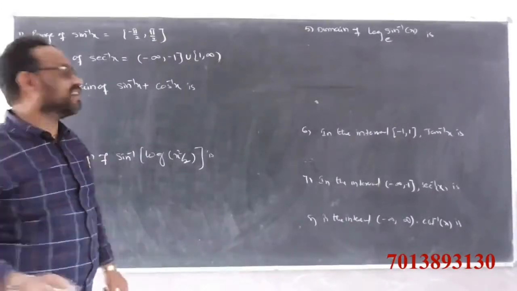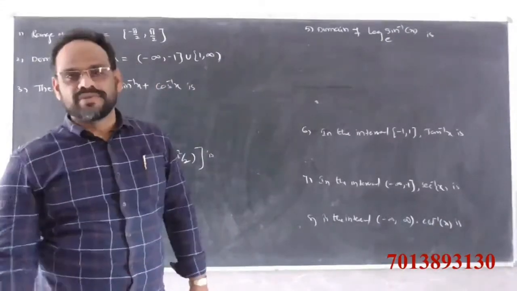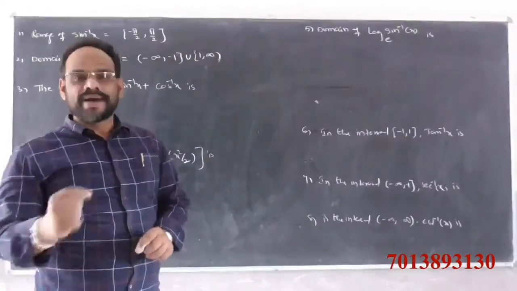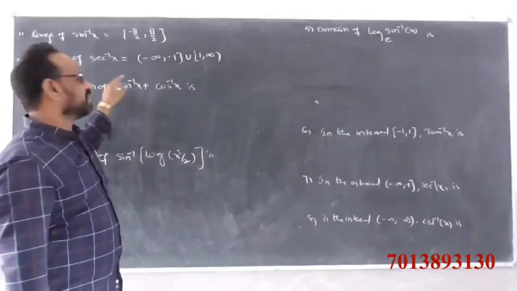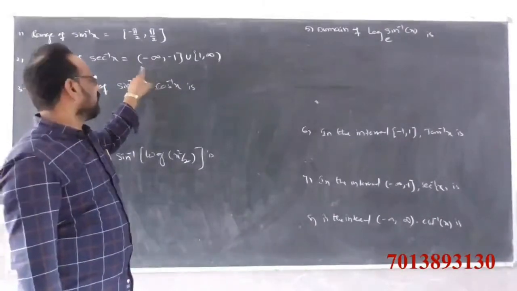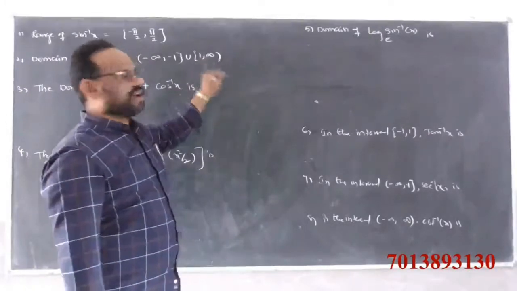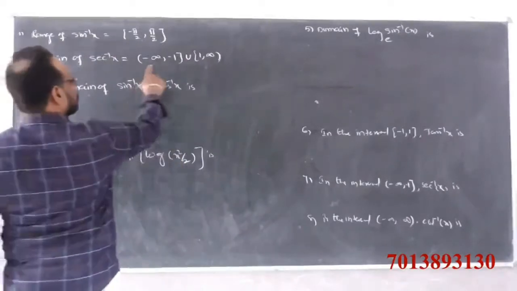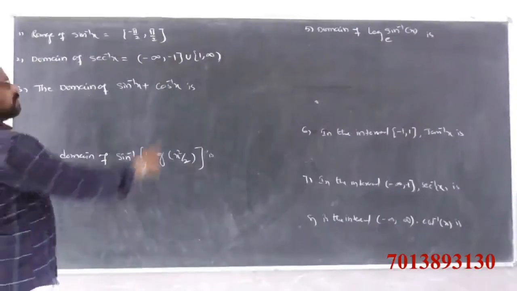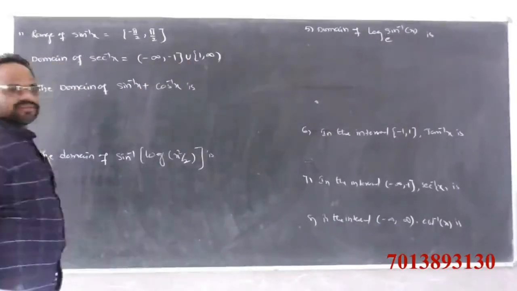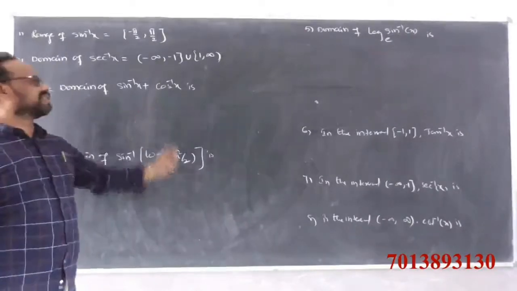What is the range? The range of secant inverse x is the closed interval 0, π minus π/2, not at all π/2. So the domain of secant inverse x is left open, right closed, -infinity to -1 union, left closed, right open, 1 to infinity. That means -1 is included. Here 1 is included.